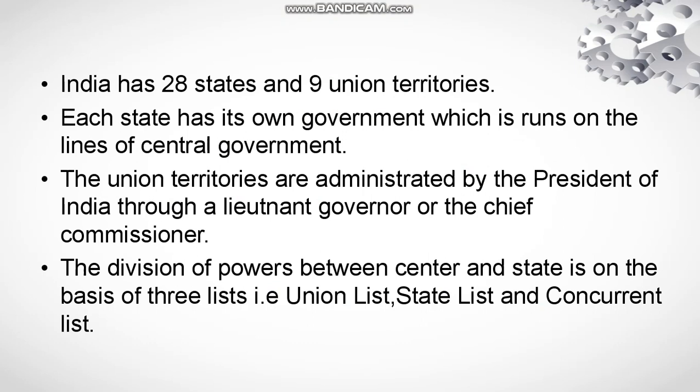Both the central government and state governments are independent in their working, and the division of powers between the center and the state is on the basis of three lists, that is union list, state list and concurrent list. There are 97 subjects in the union list, 66 subjects in the state list and 47 subjects in the concurrent list.